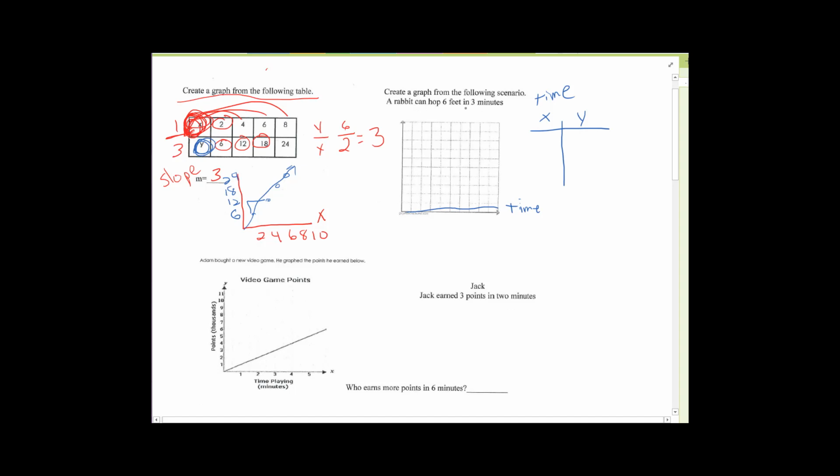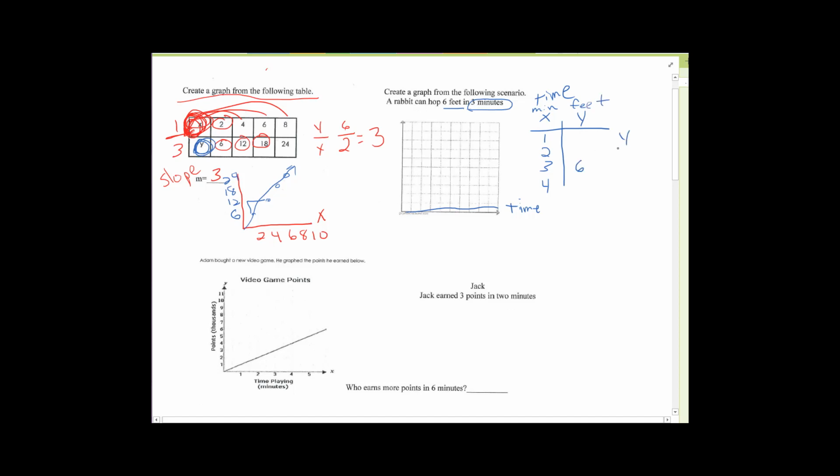So if time is x, we know this time is 3 minutes. Well, okay, we need to find out. Let's go ahead and write our chart. We need at least 3 to make a straight line. So I know when the time is 3 minutes that he can go 6 feet. So this is feet. And I can put that there.